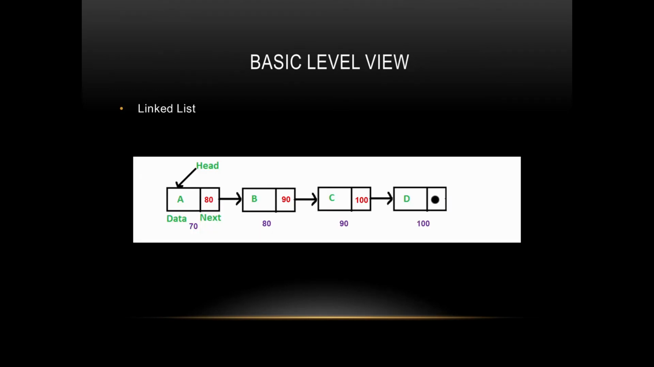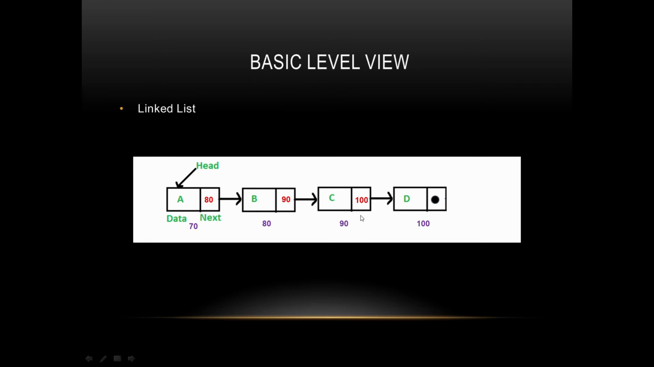Basic level view of a blockchain. So we'll first start with linked list. Linked list is a data structure in most of the programming languages like C++. So what is a linked list? A linked list contains a number of nodes or blocks. In each node there are two parts. One is data and the other one is a link.